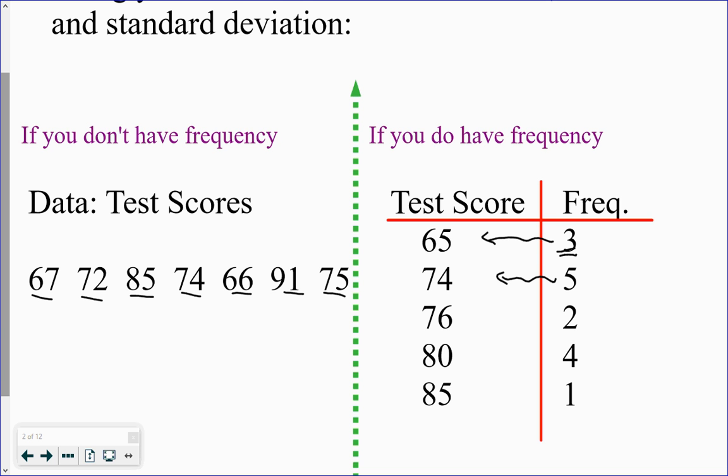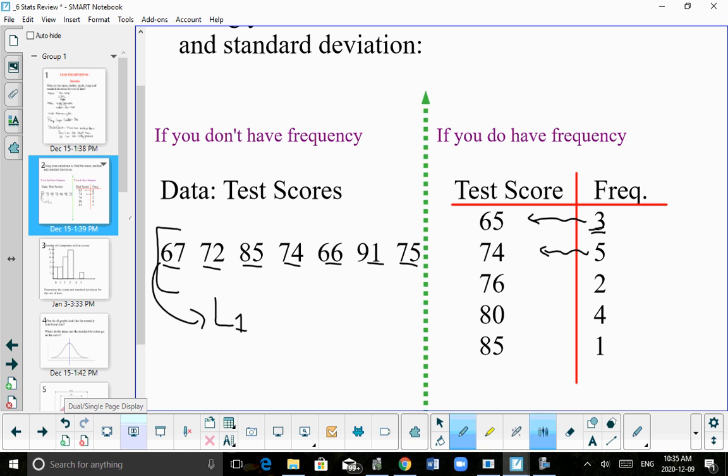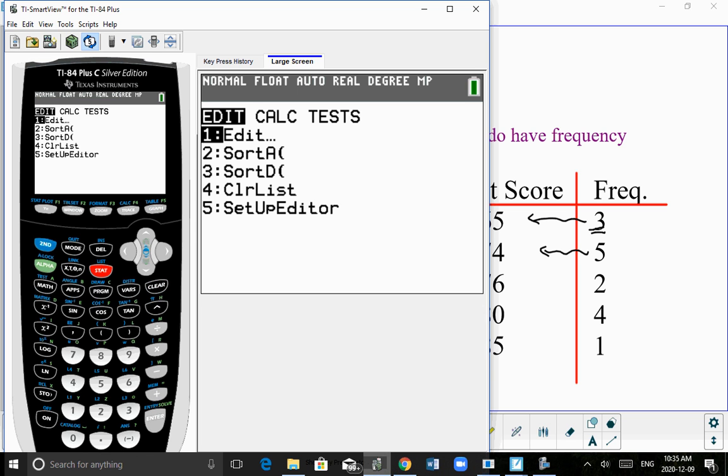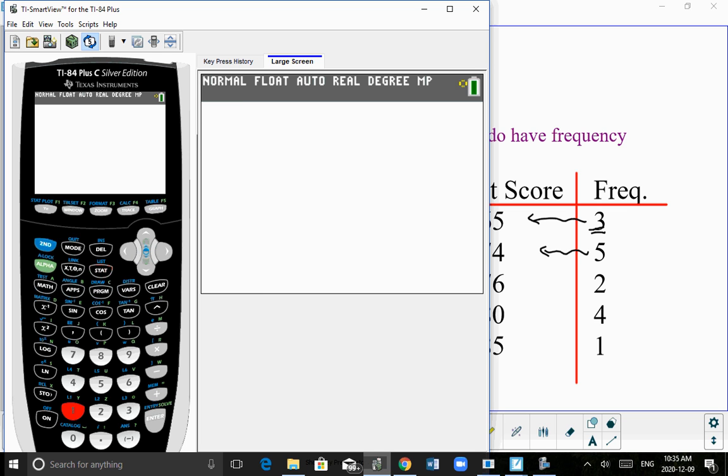So if your data has frequency, then we have to plug that data into our calculator in a very specific way. So let's do it first without the frequency. What we want to do is enter this information into our L1, our first list. So the way we do that is we go to our calculator. We're in statistics, so you want to hit the stat button. Okay, so to enter in our data, we're just going to hit number 1 for edit.